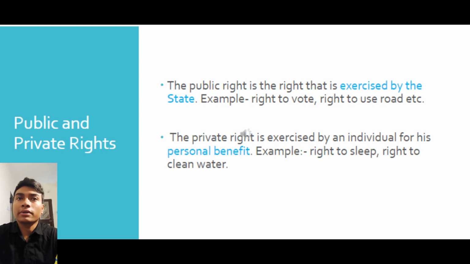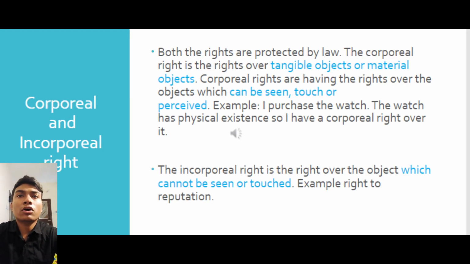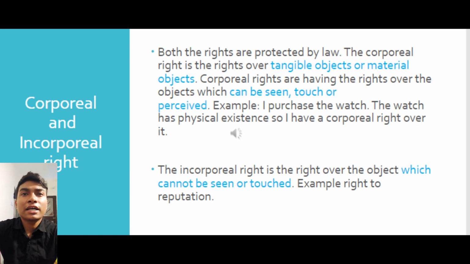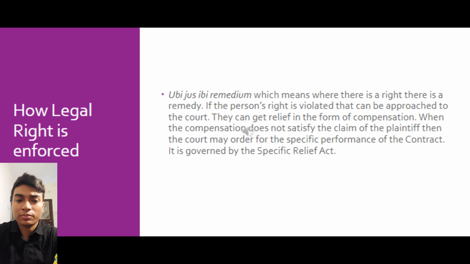Corporeal and incorporeal rights. Both the rights are protected by law. The corporeal right is the right over a tangible or material object. Corporeal rights are the right over an object which can be seen, touched, or received. Example, I purchase a watch. The watch has physical existence, so I have a corporeal right over it. The incorporeal right is the right over an object which cannot be seen or touched. Example, right to reputation.